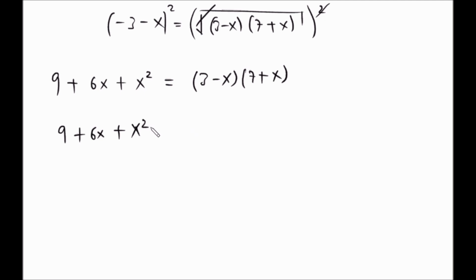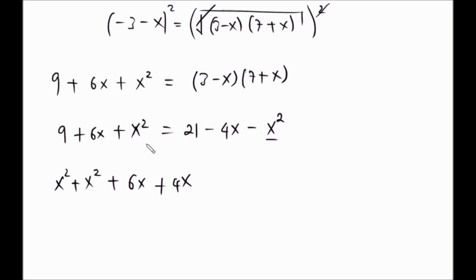is equal to, sababu itakuwa tuna 21 minus 4x minus x squared. Yeah. So ukileta x squared huku tutakuwa tuna x squared, hii negative itakuwa plus x squared jumlisha 6x, hii ni 4x, ukileta huku itakuwa plus, hii ni negative 4x, ukileta huku itakuwa plus, and then jumlisha 9 minus 21 is equal to 0. So itakuwa ni 2x squared plus 10x minus 12 is equal to 0.